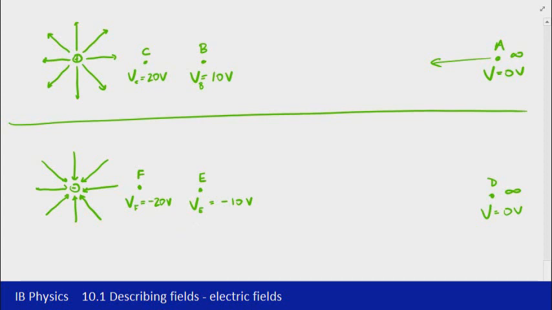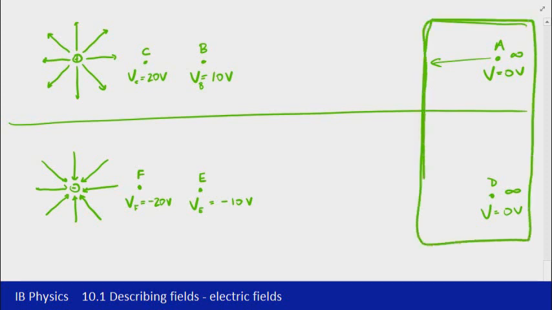The important thing to note here too, though, is that whether it's a positive charge or a negative charge, at an infinite distance the electric potential is 0.